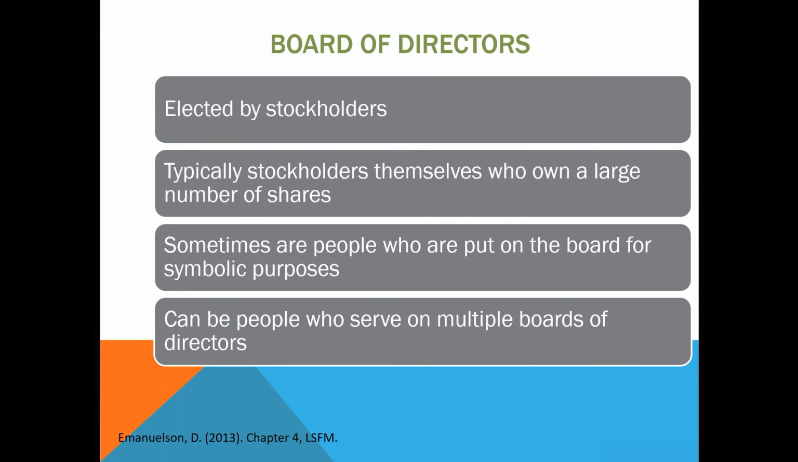So when your company is public and sells stock, you have to have a board of directors. And these are usually elected by the stockholders. They're typically the stockholders themselves who own a large number of shares. Sometimes they're people who are put on the board for symbolic purposes. And they can also be people who serve on multiple boards of directors. And obviously, we're talking about large companies here, not small ones. But obviously the board of directors can get very political. It's very political, for example, in the States.